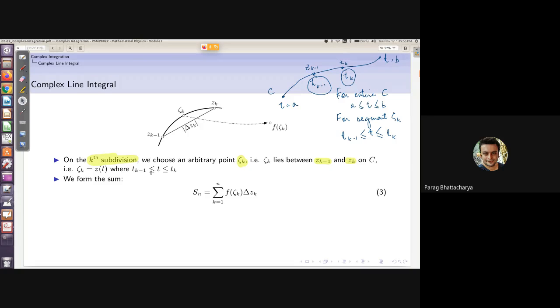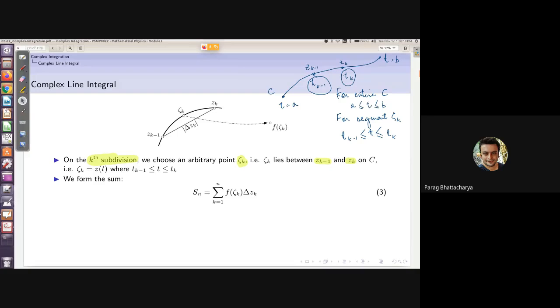Now we are going to form a sum, a small sum. What is that sum? All we need to do is take the kth subdivision, and in this kth subdivision, you take a point somewhere in the middle. That point I'll call zeta k, and the corresponding value of the function will be f of zeta k.